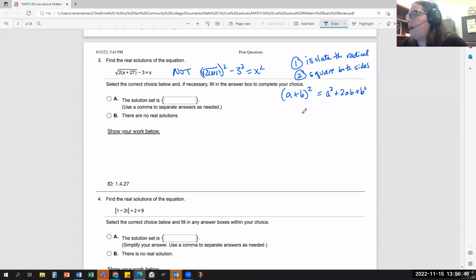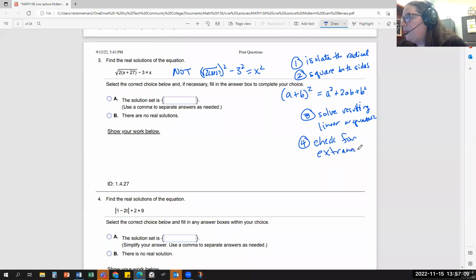Once you square both sides, then you should have a linear or quadratic equation to solve. And then the last step you need to do with this type of equation is you have to check for extraneous solutions. As you're doing this, this is also a double check.